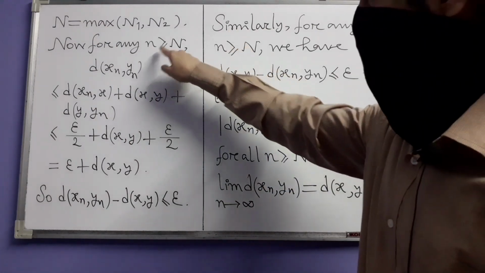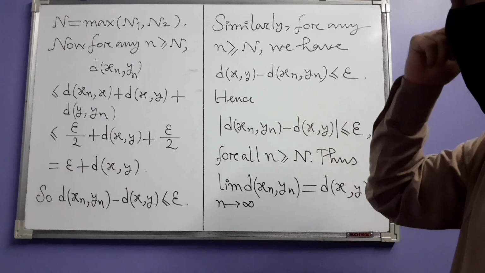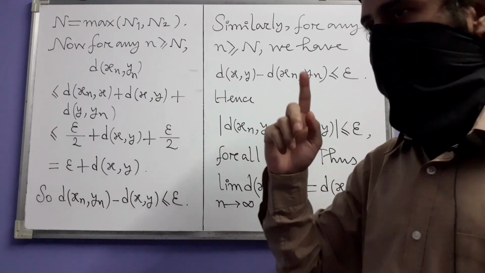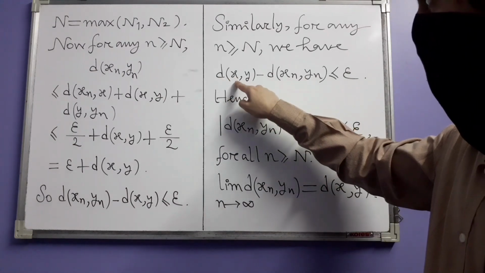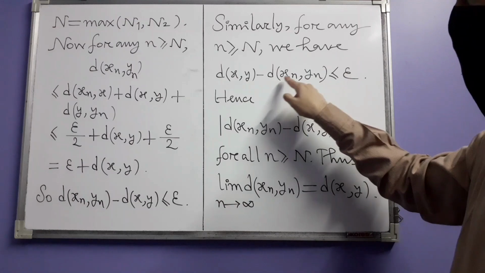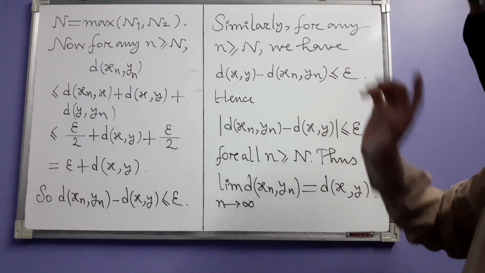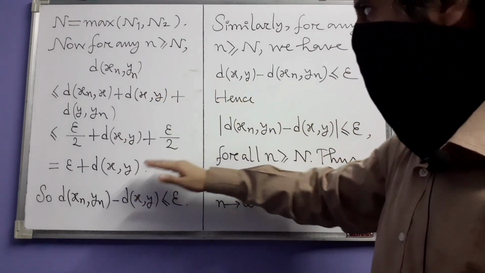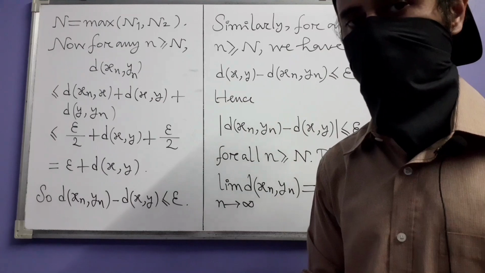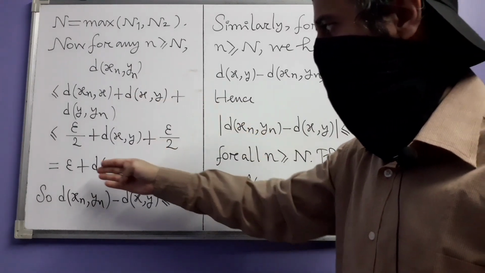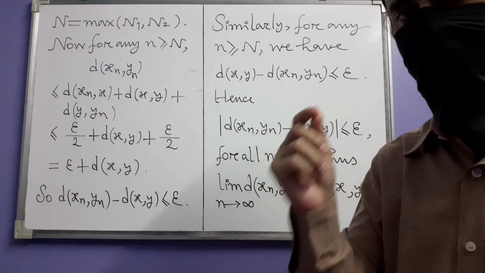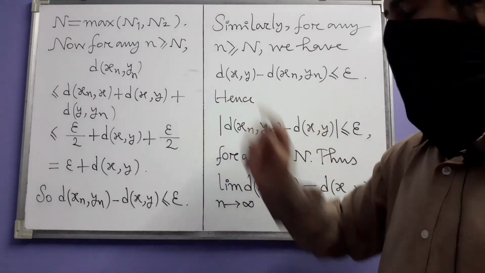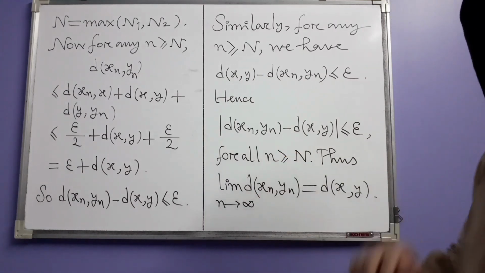Similarly, for this type of n, you also have this other inequality, where this time instead of this difference we have the other difference, where we see d(x, y) first and then d(xn, yn). That is also less than or equal to epsilon. How? Well, you just again go through these steps, but now you start with d(x, y) and then gradually like this you bring d(xn, yn) into the picture. That's just similar to this one. Okay, so I leave that part to you.